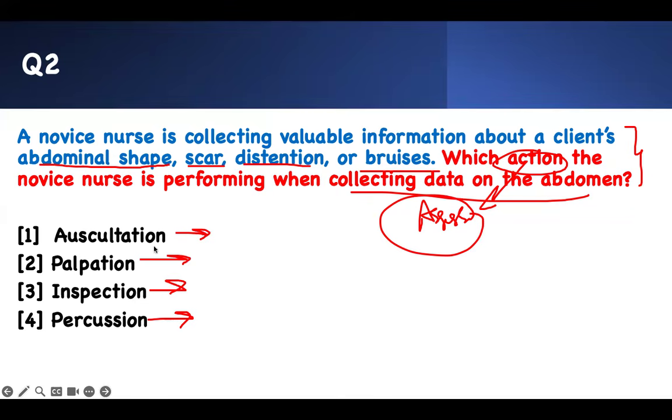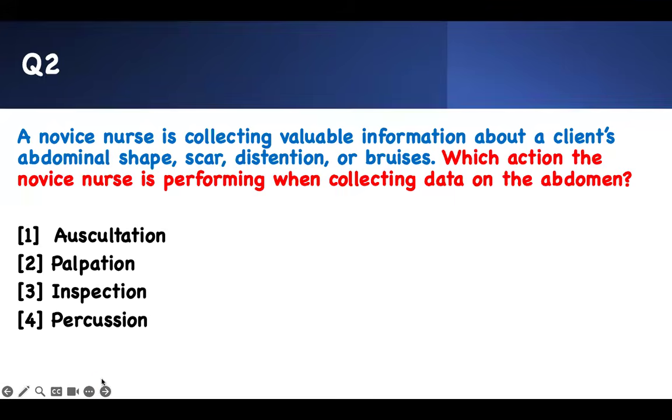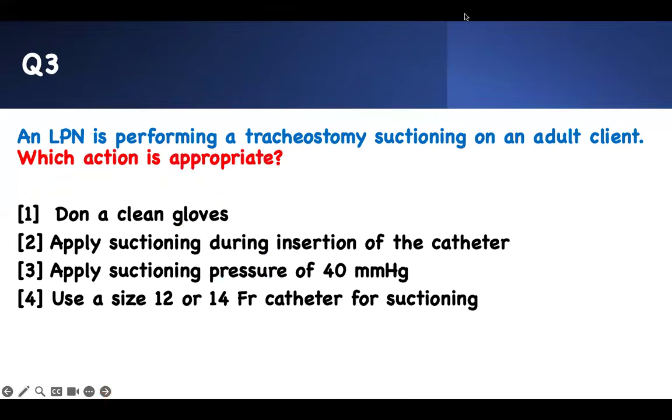I'm not listening, because there's nothing here that shows I'm listening. I'm not touching the patient. There's no sign of me touching them. I'm inspecting the patient and I'm not percussing. So 3 is the right answer. Number 3, same strategy, right? Content, come up with the strategy and break down the question. Which action is appropriate? I have to pick an action. I have to do something.